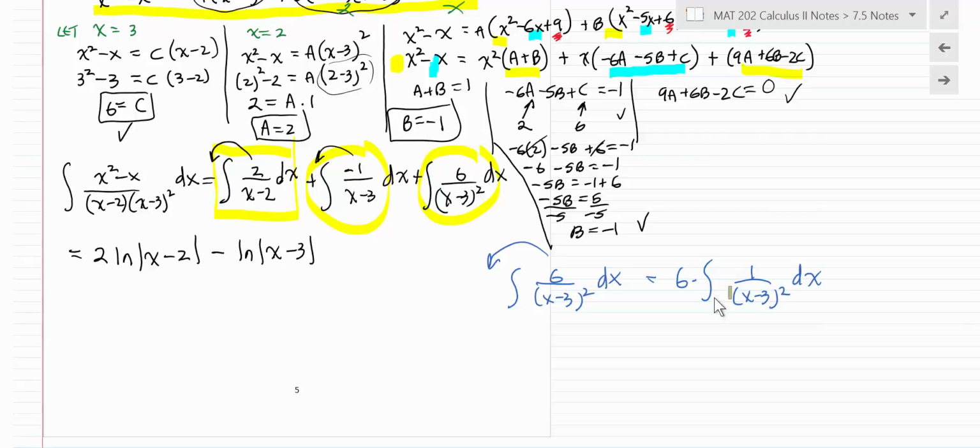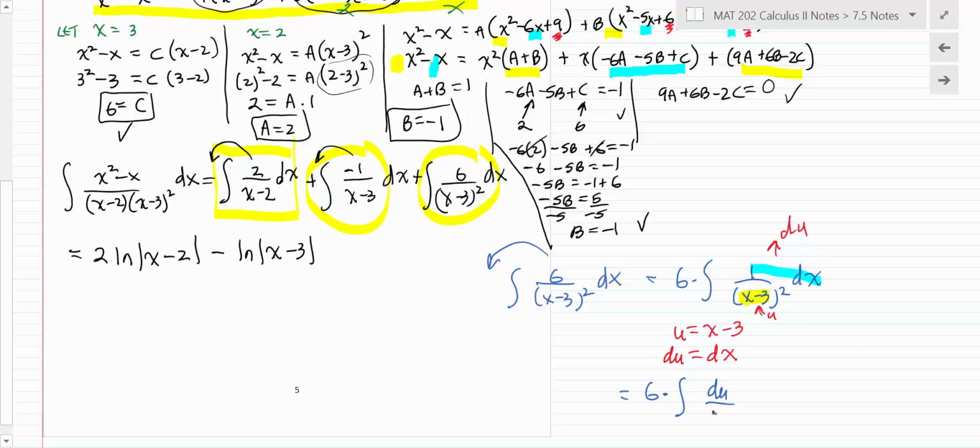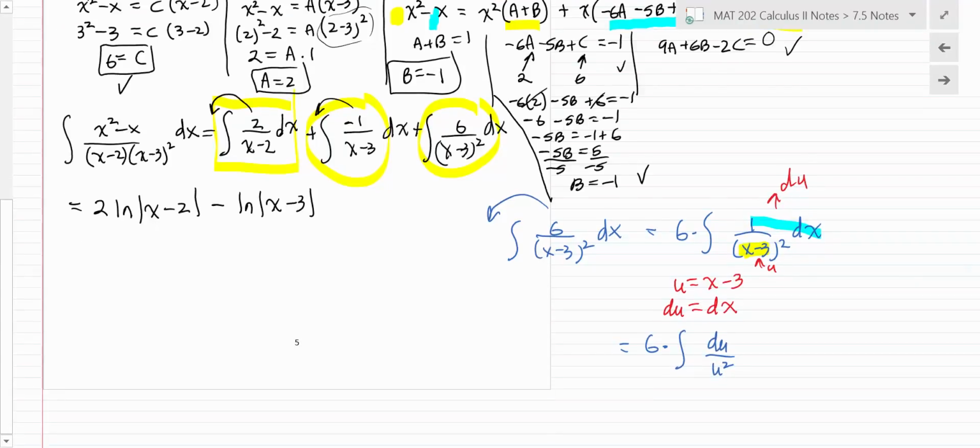Now what we're going to do on this one is a U-substitution. I'm going to let u be x minus 3, and then du is just going to be dx. So what I have is a real simple U-substitution integral: 6 times the integral of du over u to the second. Everybody with me on that?